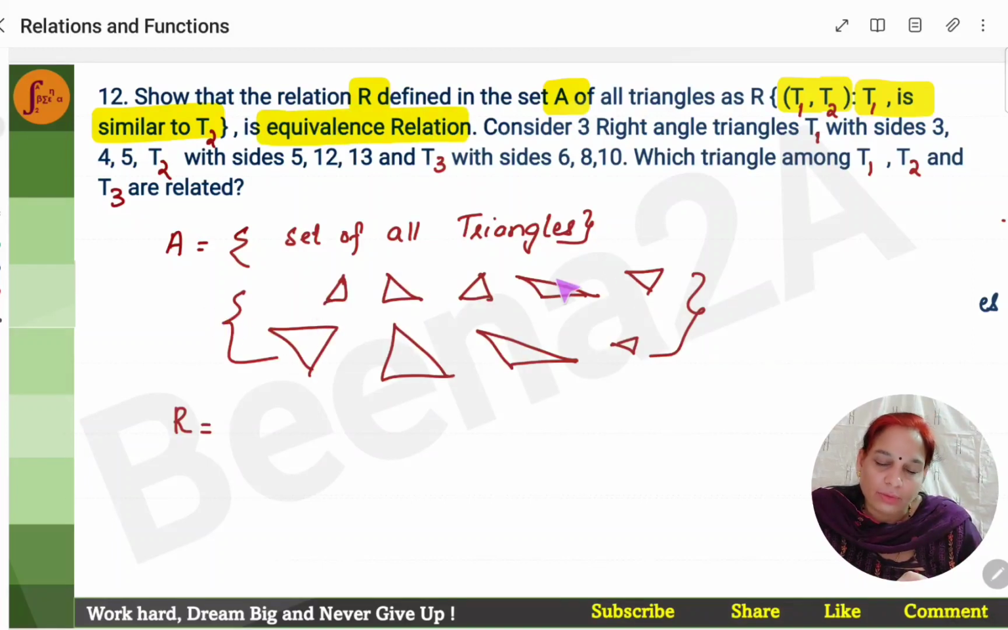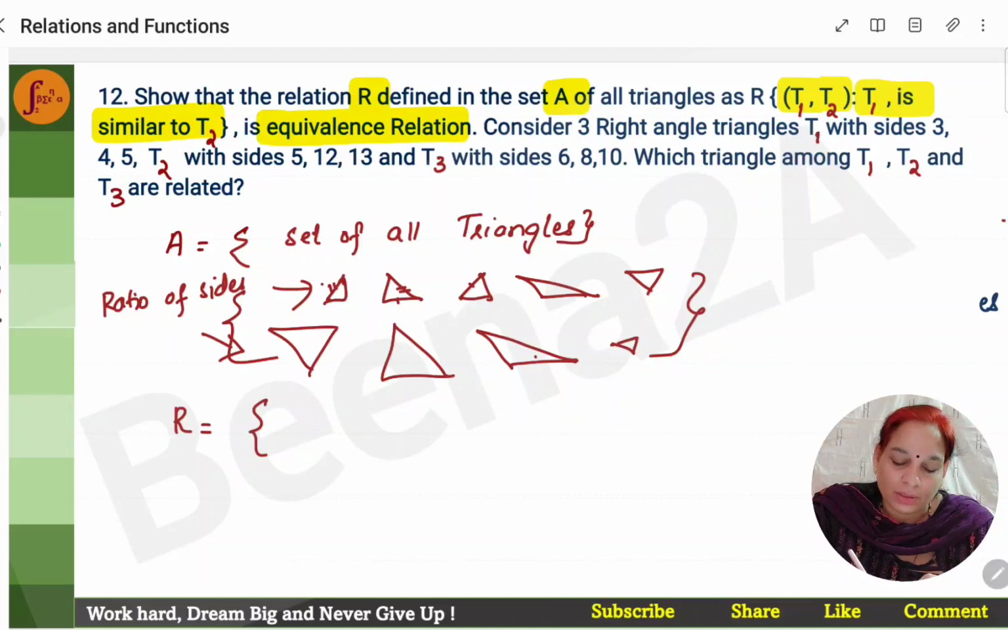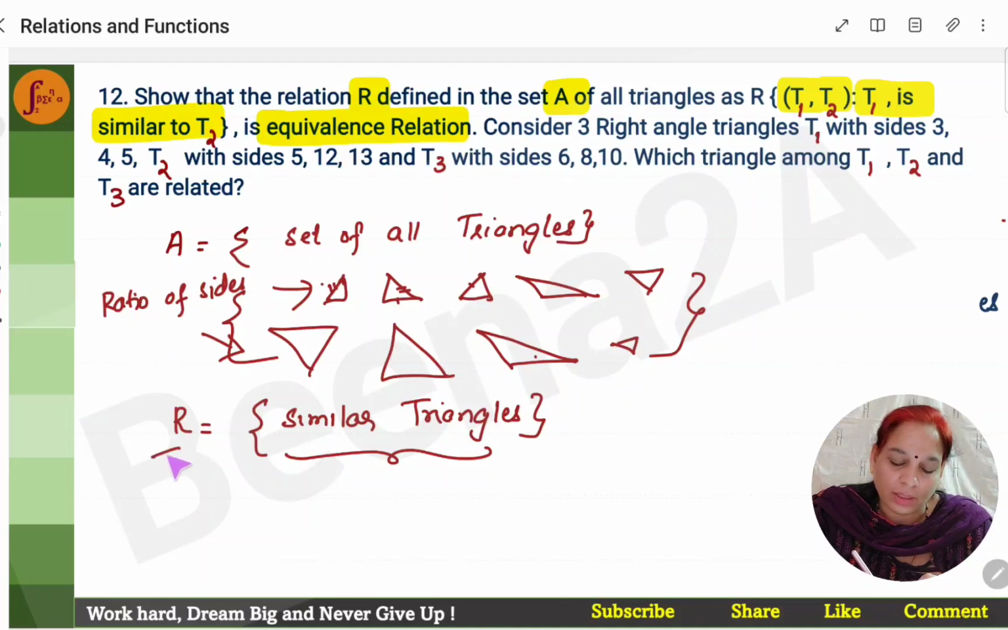So the set will have all kinds of triangles with different sizes. Now how do you say that one triangle is similar to the other triangle? If the ratio of the sides of one triangle is the same as the ratio of the sides of the other triangle, only then we say it's similar. So R will have similar triangles. All similar triangles would be there in relation R.